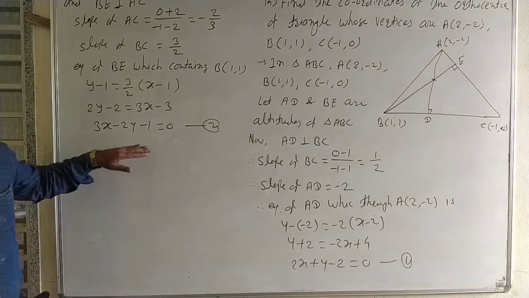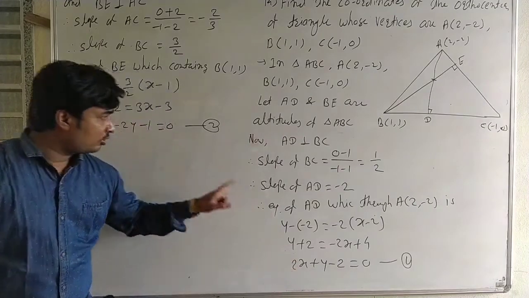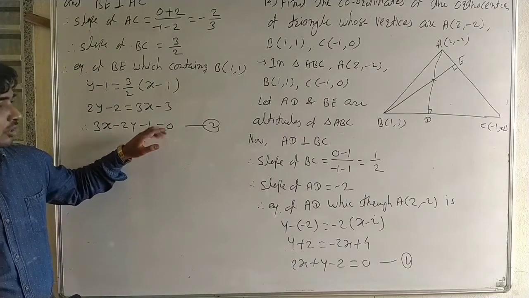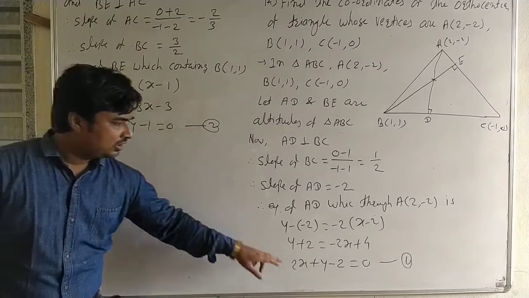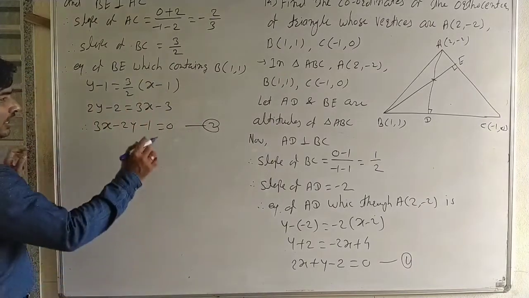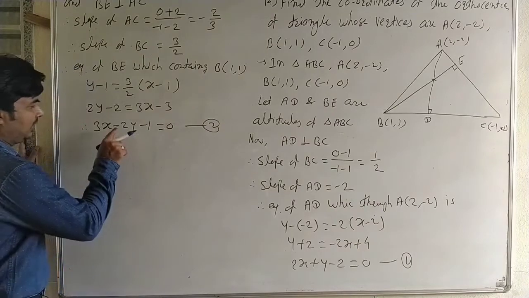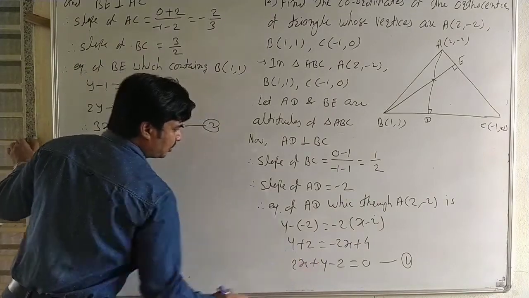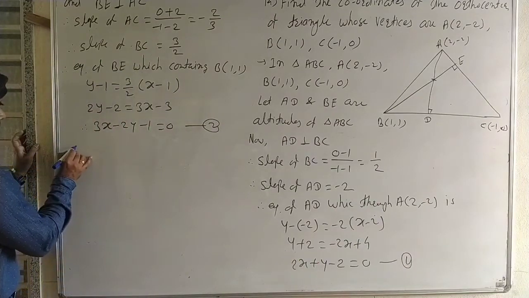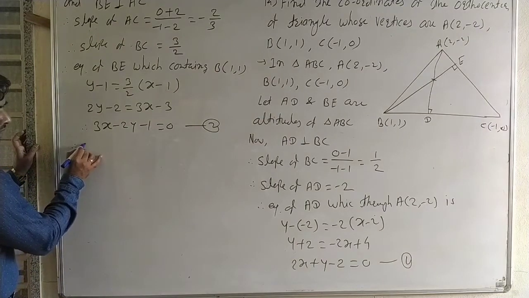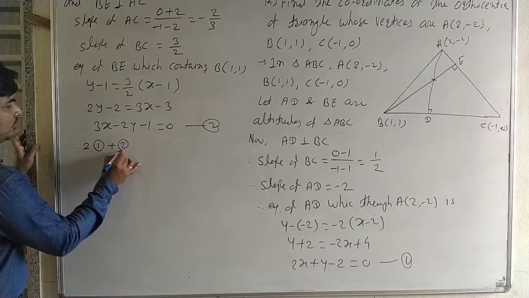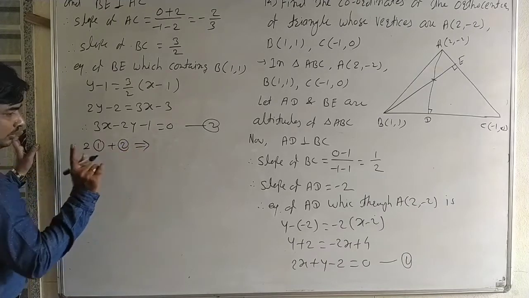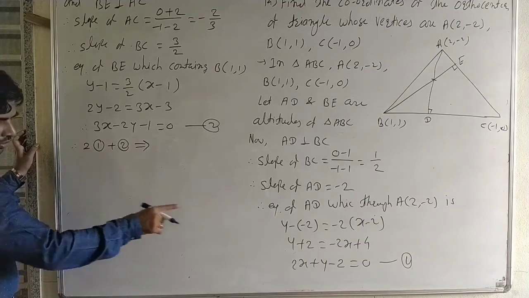Now we find the point of intersection of these two equations, that is the common solution of these two equations. So we solve these two linear equations, equation 1 and equation number 2. Here it is 2y and here y. So multiply equation 1 by 2 and add it to this. See carefully.